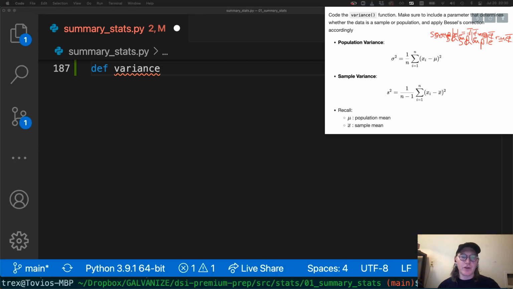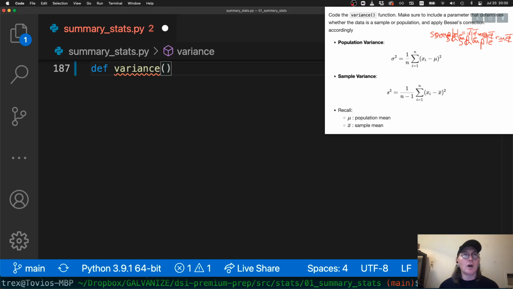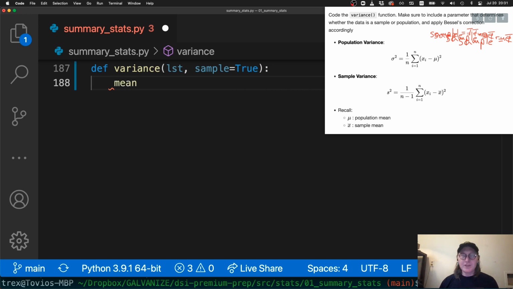And just like with all the other functions, we are passing in a list, and we want to do a different thing if it's a sample versus population. So we're going to pass in a list, and I am going to set sample to true by default, since we are usually thinking about samples. We need the mean, right? Everything we do is compared here to the mean. So we can get the mean of the list.